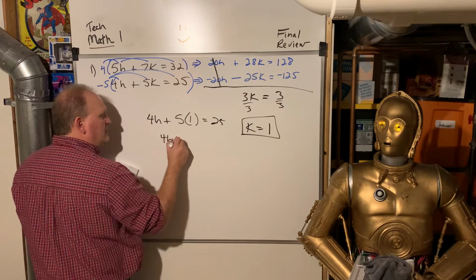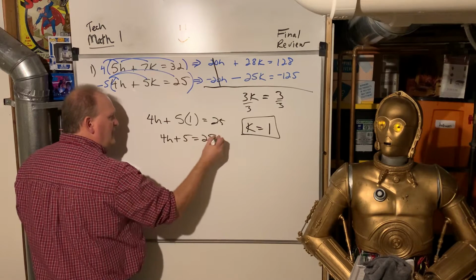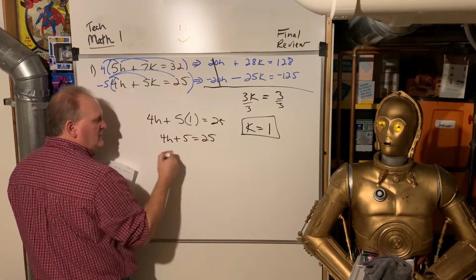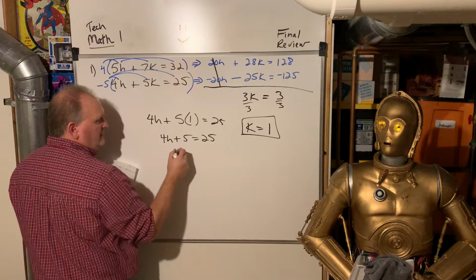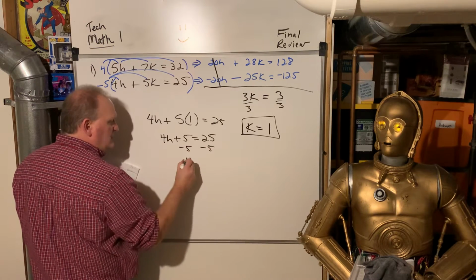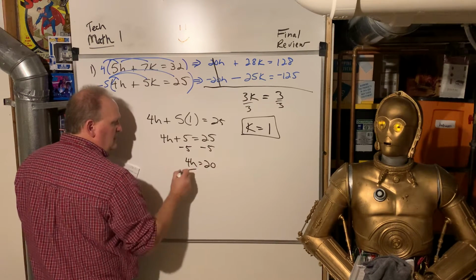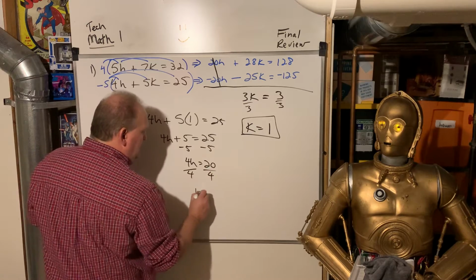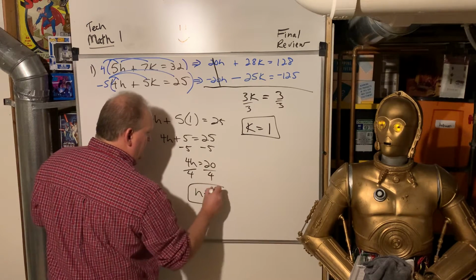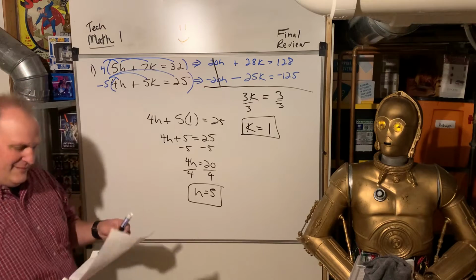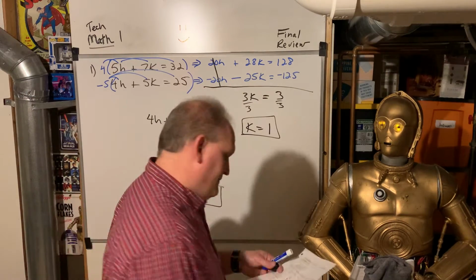So 4h plus 5 equals 25. And now your sweet solving skills, two-step equation. Isolate the variable, divide by the number in front. So minus 5 on both sides, 4h equals 20. Divide by 4, and h equals 5. All right. Excelente.